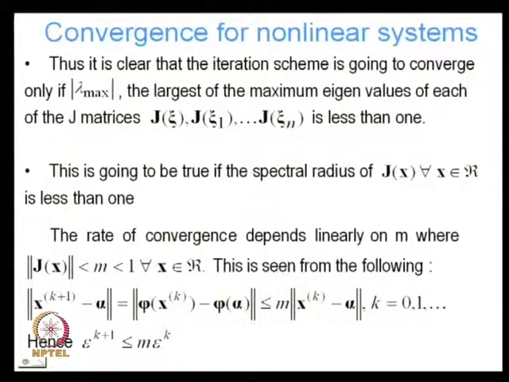Let us take a look at the rate of convergence. You remember we looked at the rate of convergence for the one dimensional nonlinear equations, Newton-Raphson, secant, and so on. So what can we say about the rate of convergence of this? The rate of convergence depends linearly on m, where the norm of g of x is less than m less than 1 for all x belonging to R. How can we see this? Well, let us take a look. The norm of x k plus 1 minus alpha, I can write as the norm of phi of x k minus phi of alpha, which is less than or equal to m times the norm of x k minus alpha. We showed that earlier on.